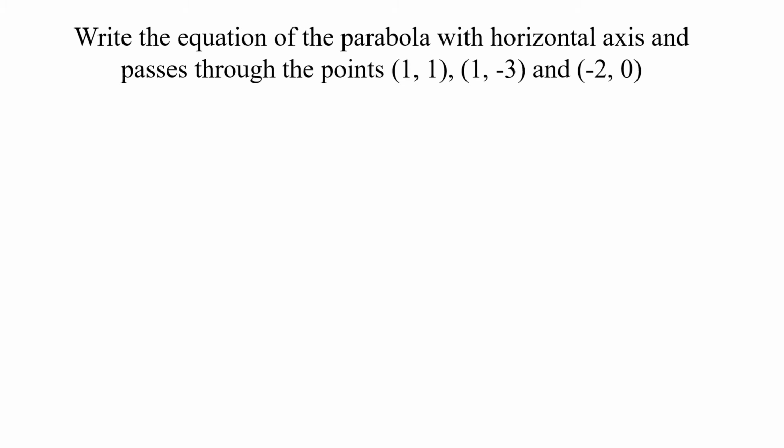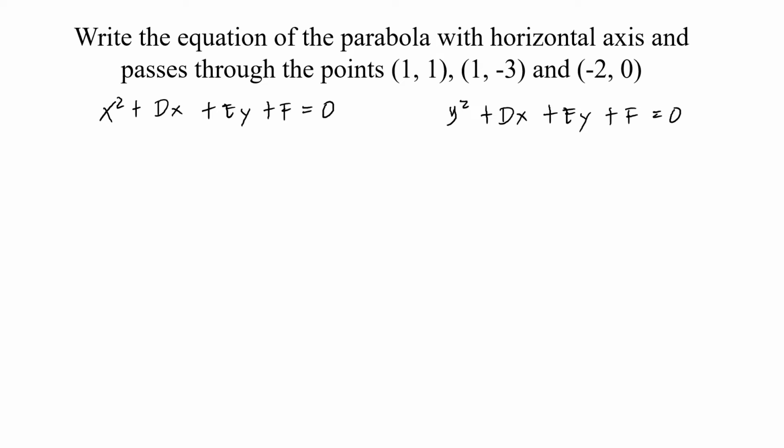For our solution, we're going to use the general form of the equation of the parabola. For the parabola, we have x squared plus dx plus ey plus f equals 0 when the axis is vertical, and y squared plus dx plus ey plus f equals 0 when the axis is horizontal. Since in our problem, we have a parabola with horizontal axis, then we're going to use the second form of the equation of the parabola.